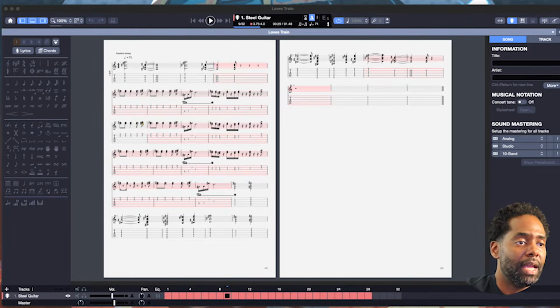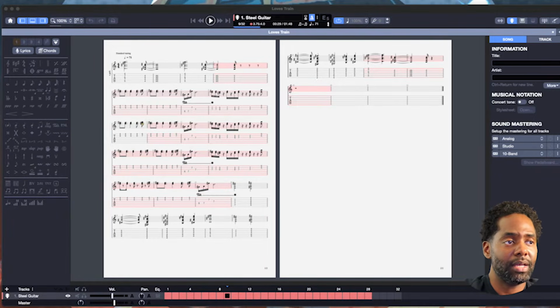Okay, and each of these lines represents where a bar ends. So there are 4 counts inside of this measure or this bar. There are 4 counts in each one as far as this 4/4 count. So in each one you can count 4.